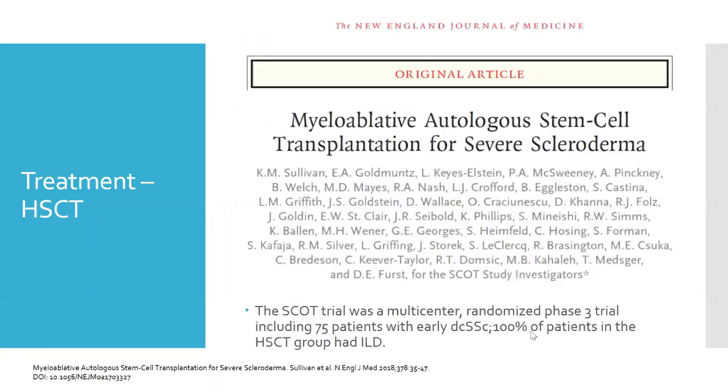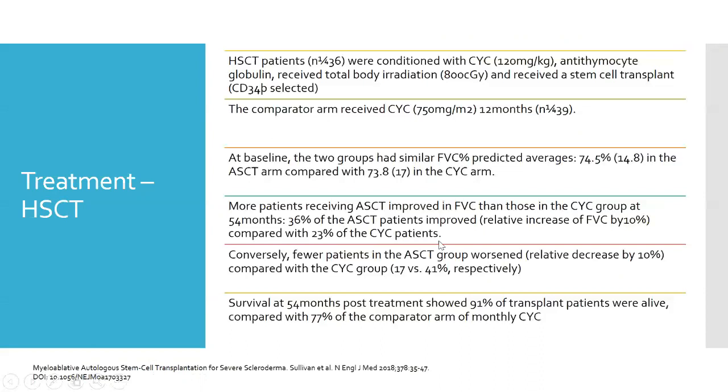And I think SCOT became important because in the SCOT trial, this is New England Journal 2018, randomized phase 3 multi-center study, 75 patients, early diffuse scleroderma. And what was important was 100% of these patients in the SCOT trial actually had ILD. And the patients with stem cell transplant were conditioned with some cyclophosphamide, thymocyte globulin, and they were irradiated and then received a stem cell transplant. The other arm just had cyclophosphamide.